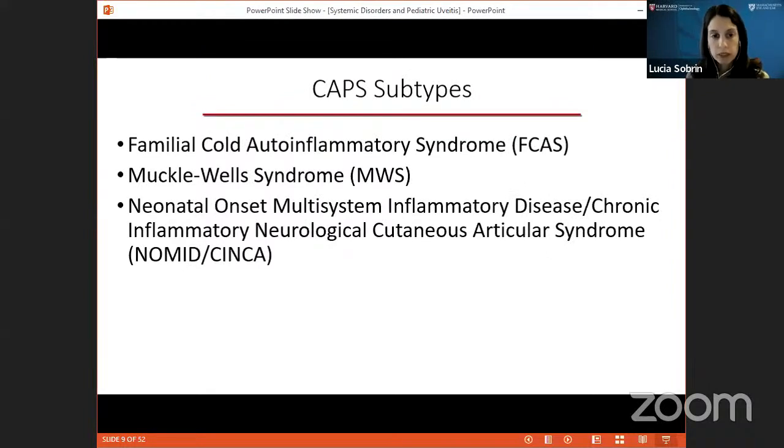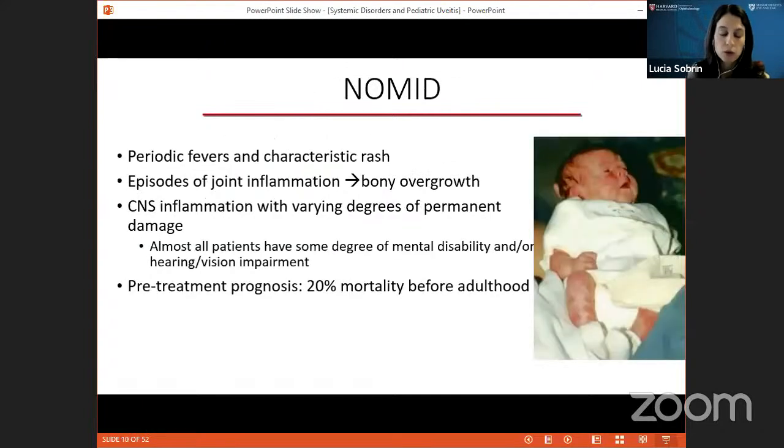There's a spectrum of diseases that can be seen in CAPS, and these are listed here in order of severity. So the least severe is the familial cold autoinflammatory syndrome, then Muckle-Wells, and then what I presented, which is NOMID, which is the more severe form that can be associated with CNS inflammation, which is often the worst part of the disease. And so I have here a picture of an infant with the typical maculopapular rash.